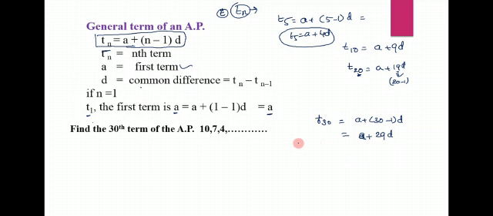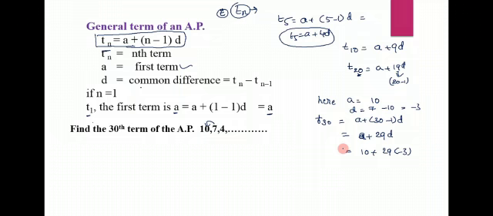Here, what does A mean? The first term. What is the first term in this AP? Here A is 10, and the common difference is what? 7 minus 10, that is minus 3. Let us substitute those values. T30 is equal to 10 plus 29 into minus 3. Doing so, you will get the 30th term.